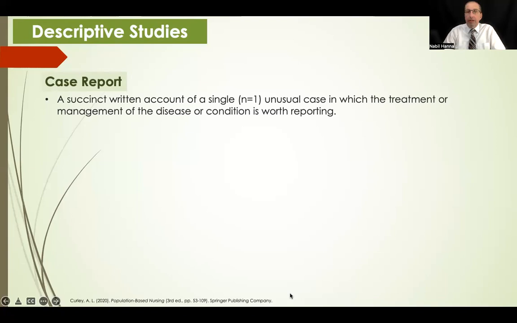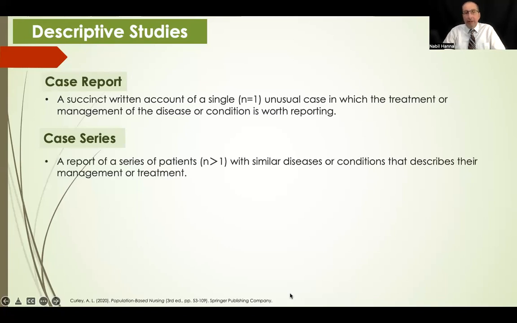So here the number is 1, in which the treatment or management of the disease or condition is worth reporting. That's the case report. A case series is very similar, but it's just a report of a series of patients. So the number here is more than 1, with similar diseases or conditions that describes their management or treatment, and you present it in a descriptive study.